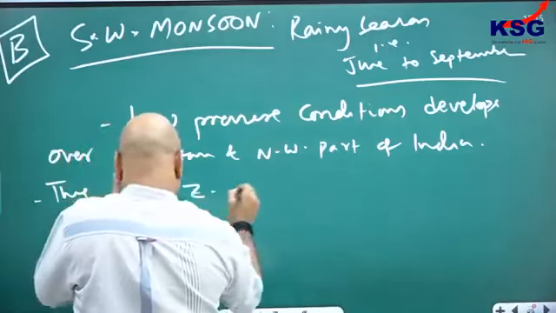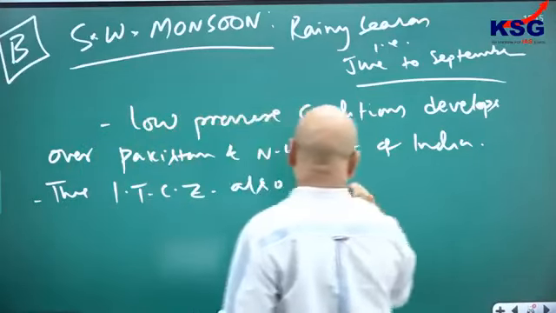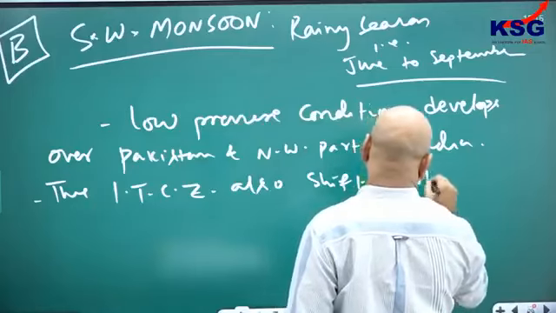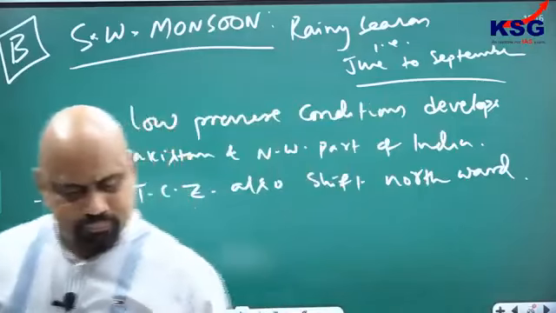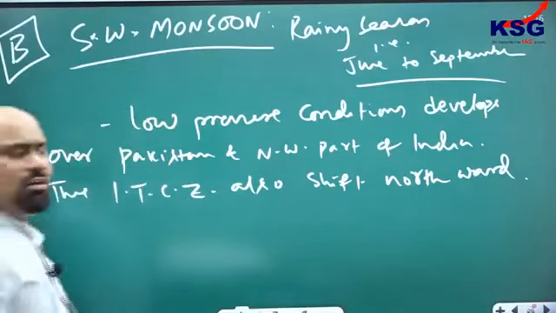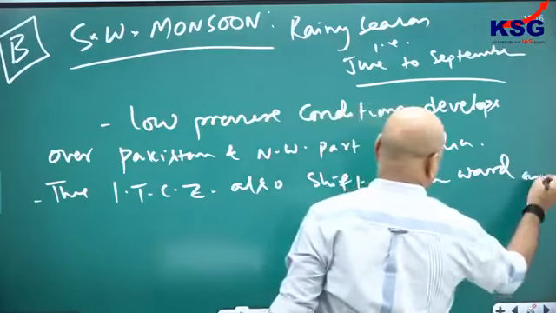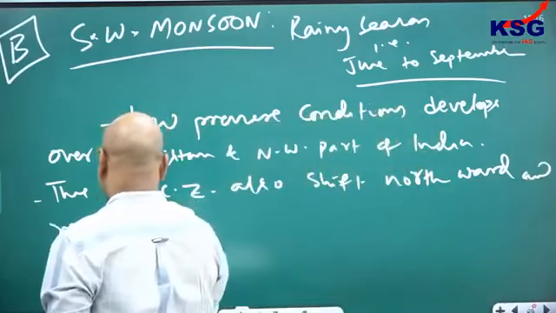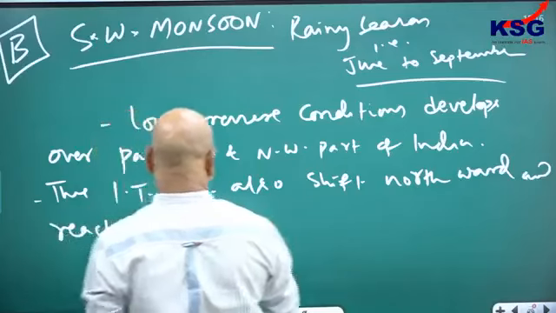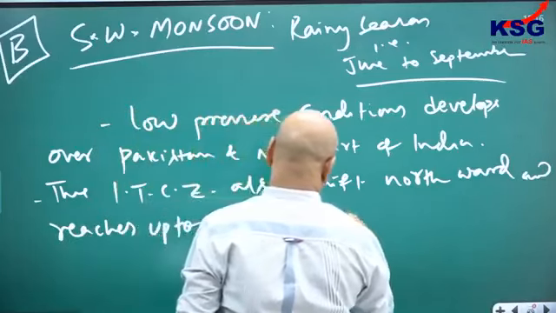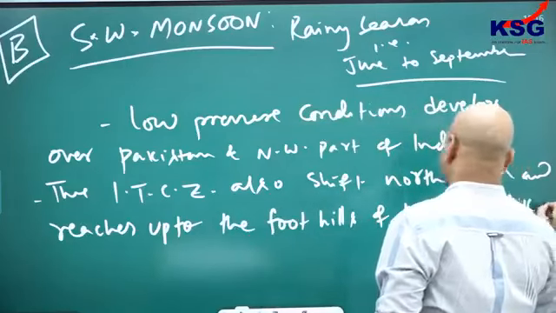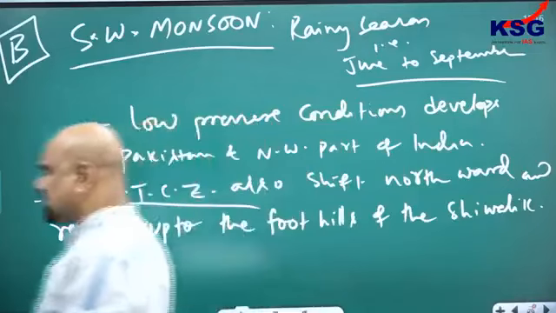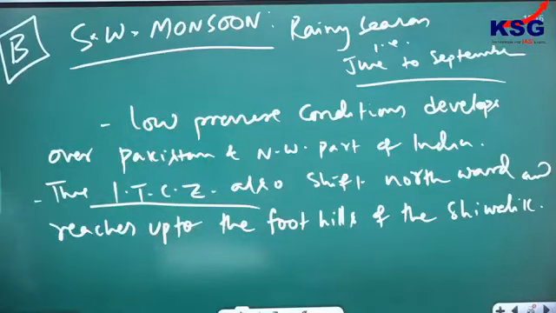The ITCZ, the intertropical convergence zone, also shifts northward. The ITCZ moved northward and reaches up to the foothills of the Shivalik. Shivalik की foothills तक आ जाएंगे. Then what happened? Let us see.